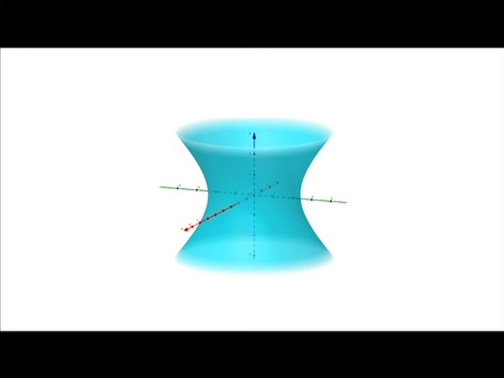If k is less than 0, level surfaces of f(x, y, z) = z² − x² − y² are hyperboloids of one sheet. As an example, when k = −5, the hyperboloid of one sheet is z² − x² − y² = −5 and is shown in the figure.